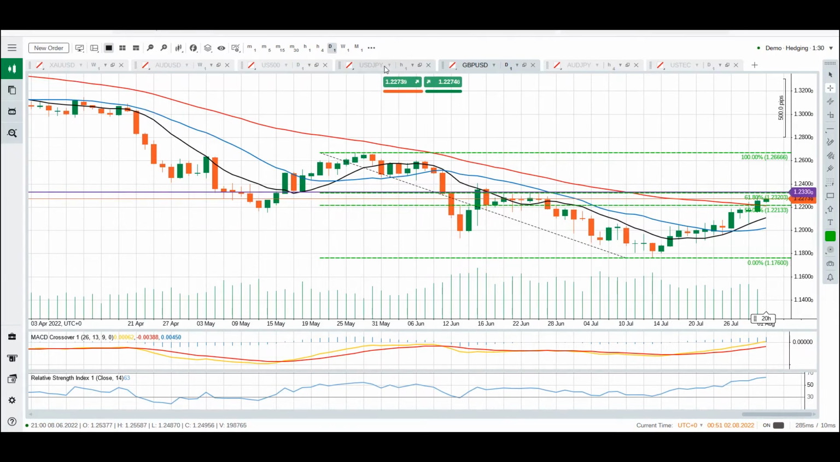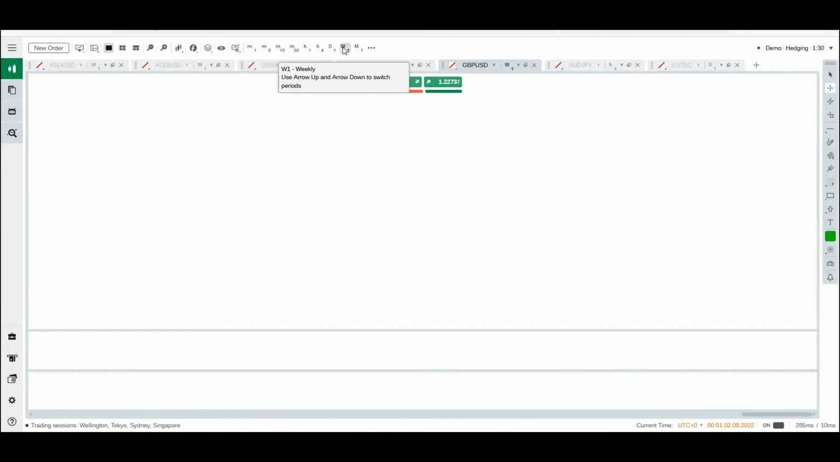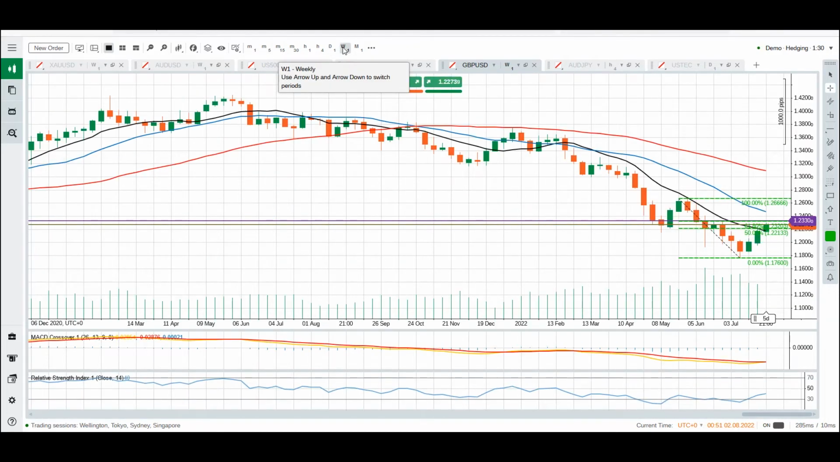Now, if we come back into the weekly chart, we can draw the Fibonacci retracement just as we did with dollar yen, from the high of the move to the low. What we can see is that the level that had a couple of touches there on the daily chart is clustering very nicely with the 61.8% retracement. So again, a similar situation to dollar yen.